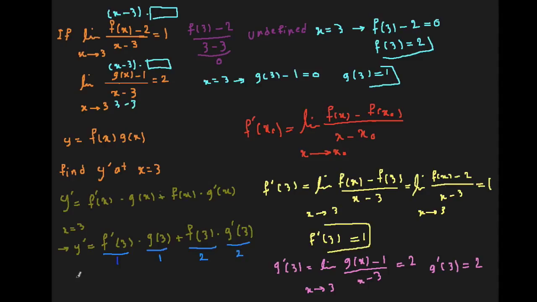Okay, so now we can calculate the derivative of y at point 3, because we have all the values. So this is 1 multiplied by 1 plus 2 multiplied by 2, which is 5. Yeah, we have the final answer here.